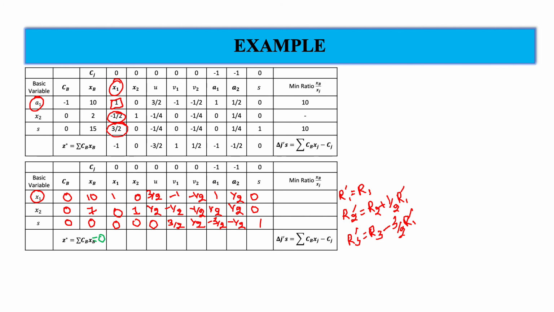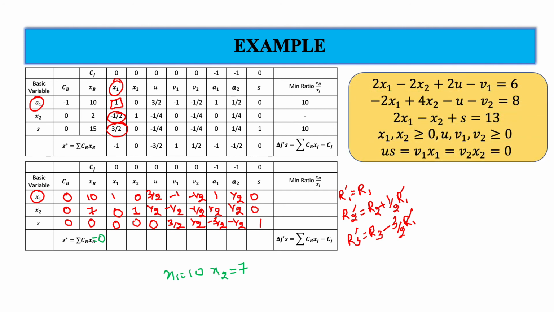Now if you check the new objective function, it is 0. Since z is 0 and no artificial variables are there, that means this is our optimal solution. So the optimal solution is x1 equals 10 and x2 equals 7. You can check the values of the other variables: s1 equals 0, u is 0, v1 is 0, and v2 is 0. Now put them in and check all these conditions.